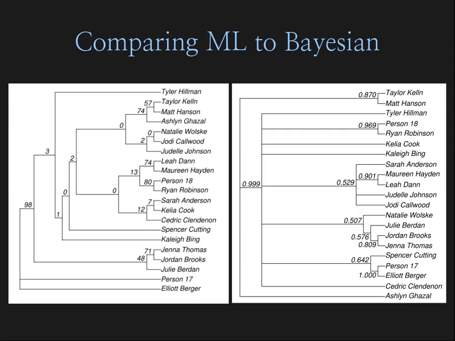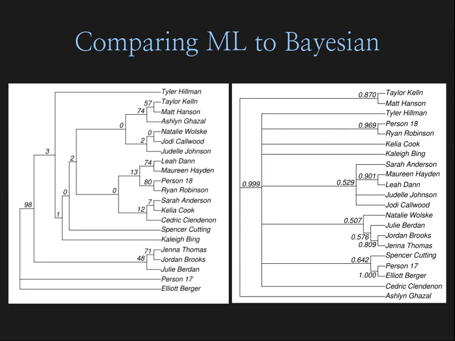Yes? So is the Ashlyn relation to the Taylor and Matt, is that the top value on the Bayesian chart? No, so that one is this value right here. Because essentially what this value is saying, you're trying to imagine it as like an unrooted tree.